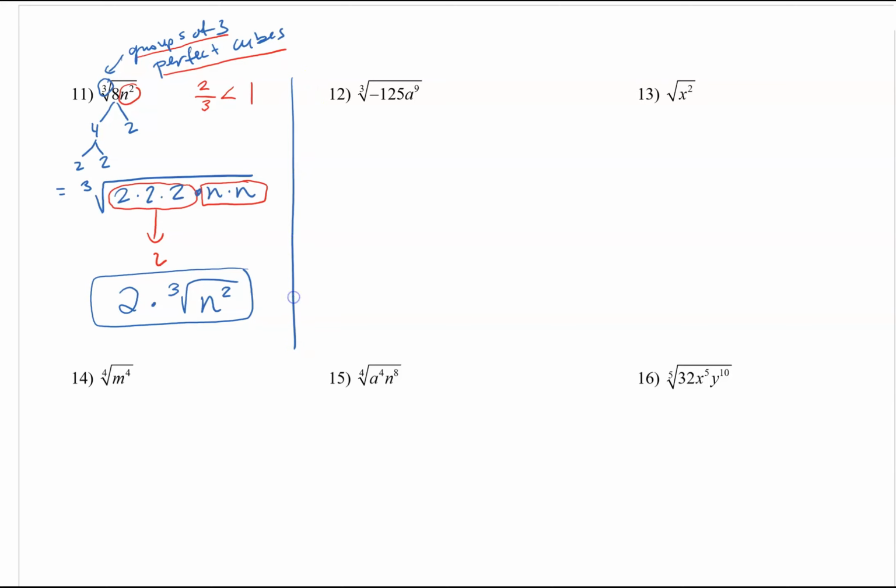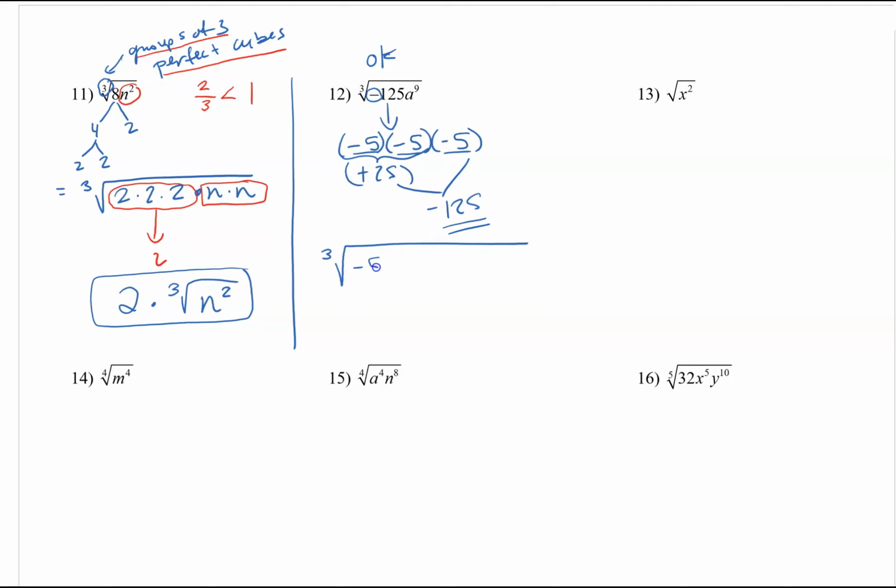For number 12, now I'm taking the cube root of a negative, but that's okay, right? This is totally allowed because you can multiply 3 negatives together. In fact, that's what happened here. Negative 5 was multiplied to itself 3 times, right? Because when you do the first 2 negatives, you get positive 25. And then when I multiply that by the third negative 5, my result is negative 125. So because you can multiply 3 negatives together to get a negative, that means you can easily take the cube root of a negative. You just have to be aware that each factor was negative. So that's what we're dealing with here. We've got negative 5 3 times.